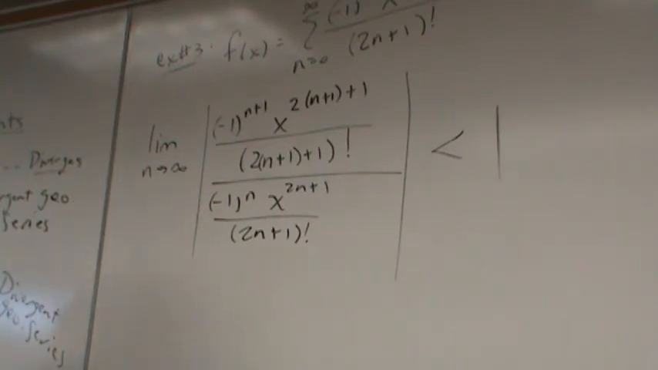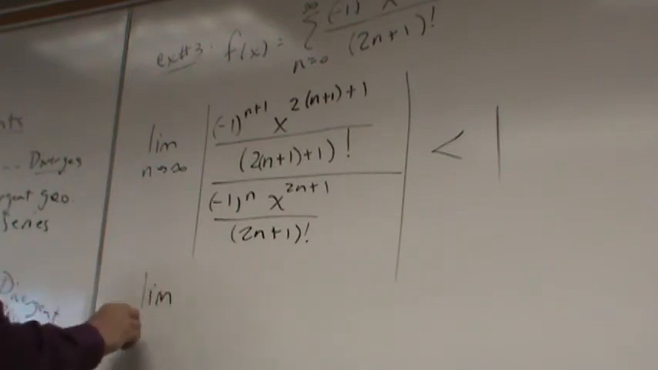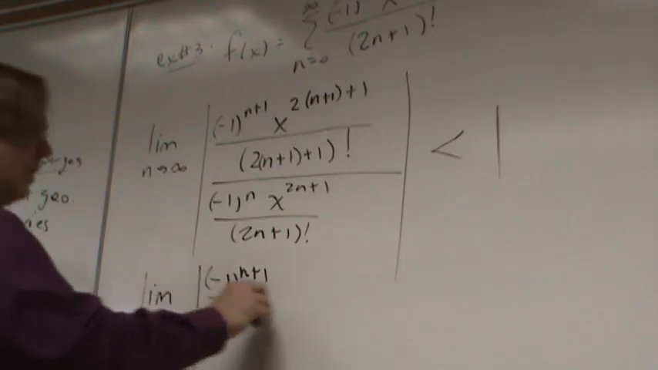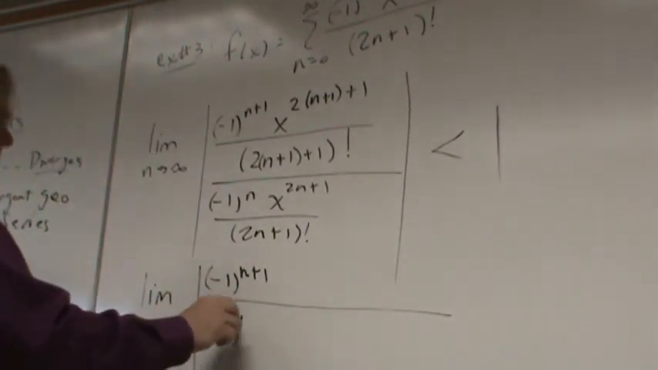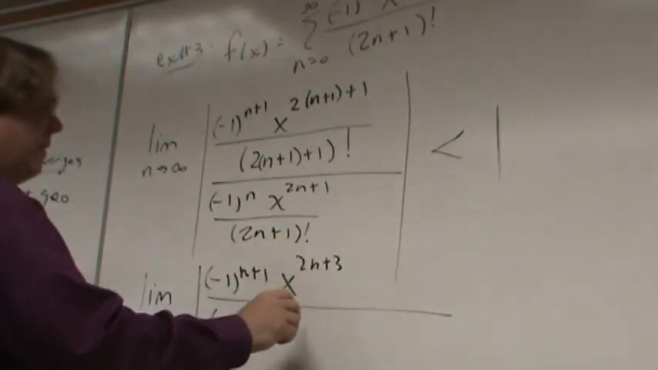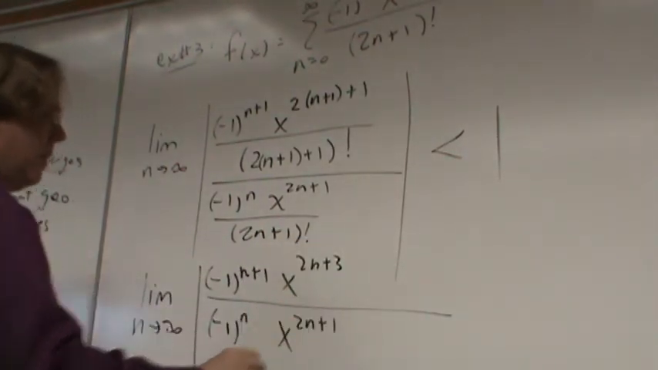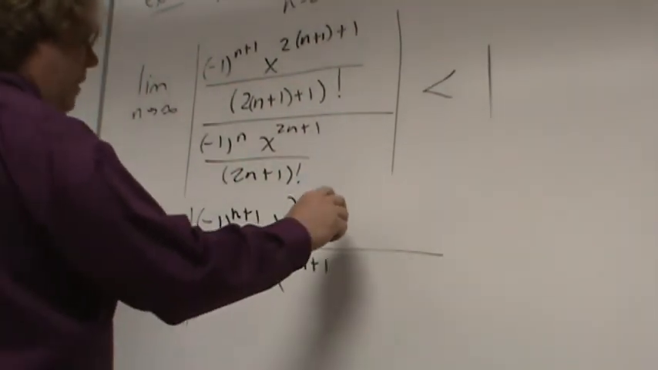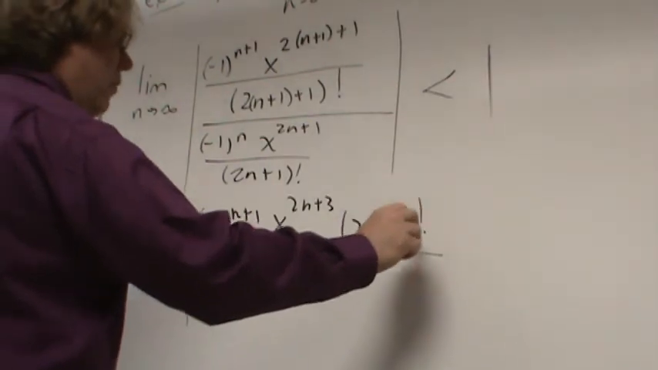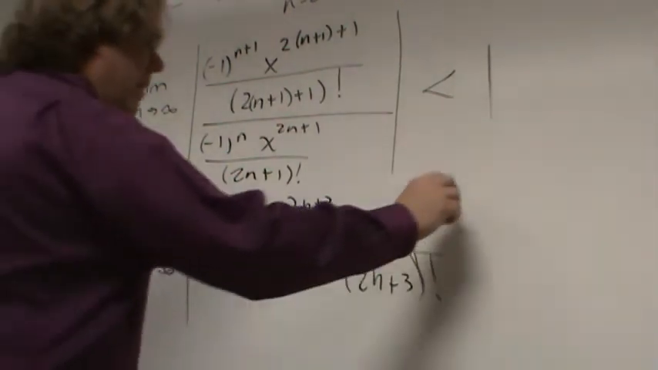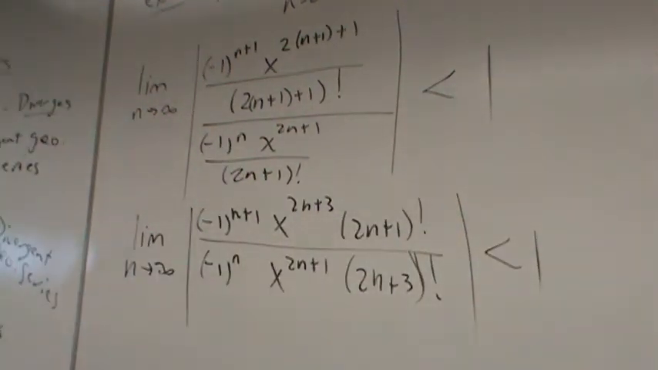Thanks, Fatima. Next, I'm going to multiply by the reciprocal. So I've got the limit as n approaches infinity of (-1)^(n+1) over (-1)^n. Oops, don't go yet. x^(2n+3) over x^(2n+1). And then I've got (2n+1) factorial over (2n+3) factorial. And all this stuff has to be less than 1.